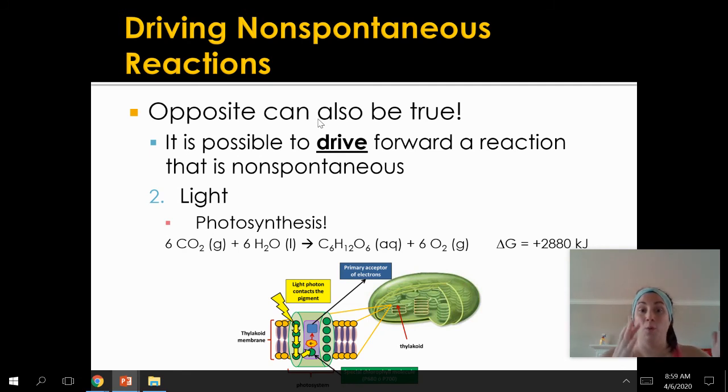Why? We also know that photosynthesis does not happen without, of course, sunlight, or light of some sort, right? The most natural one being sunlight. That light acts to force that reaction forward, even though it's not thermodynamically favorable on its own.